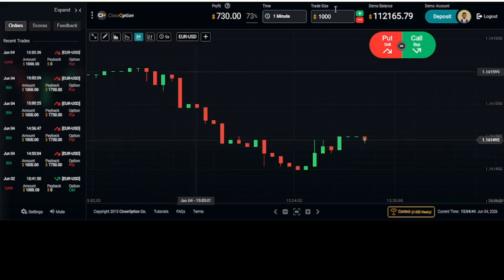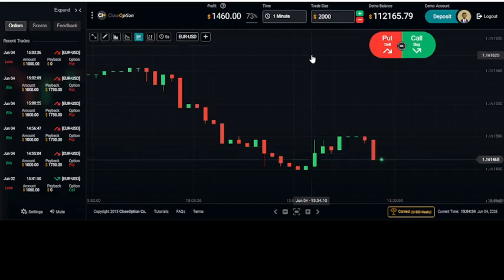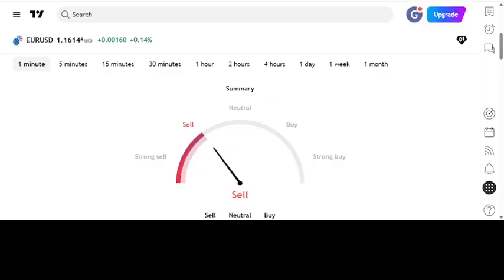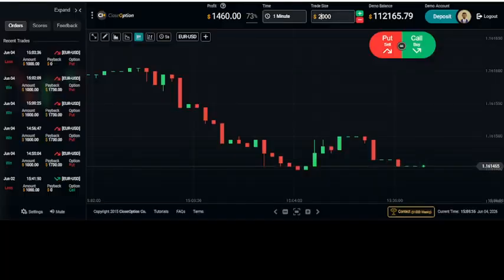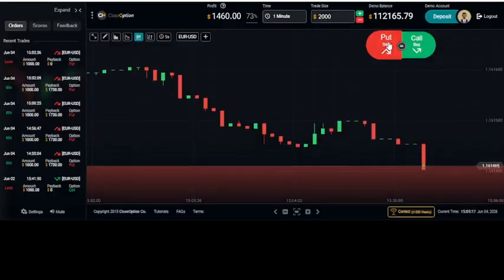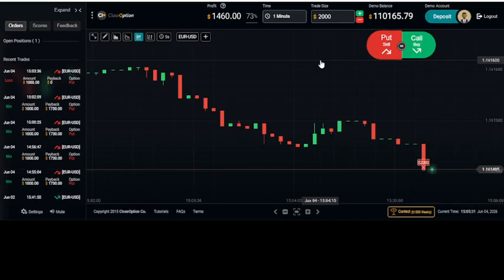Okay, so that trade lost. So what we're gonna do is I'm gonna double up on the next trade, make it $2,000. That way I can recover the loss of this current trade and hopefully gain some additional profit on the current trade. All right, so we're still seeing a sell signal here, I believe. Okay, so I reset the signal here, so it's telling us to sell again. So let's just go ahead and take a $2,000 sell trade.